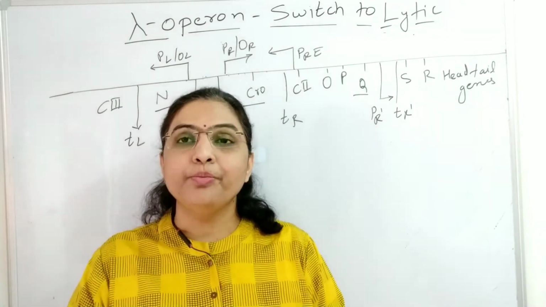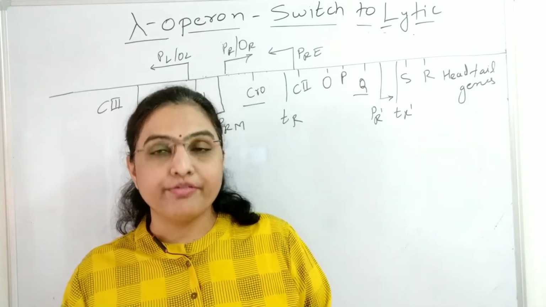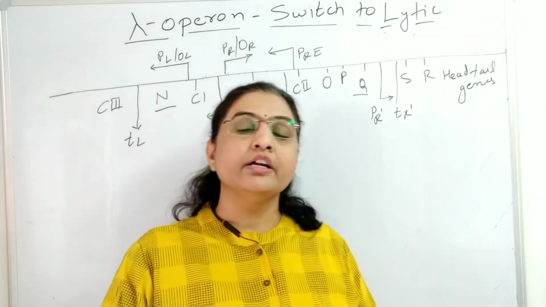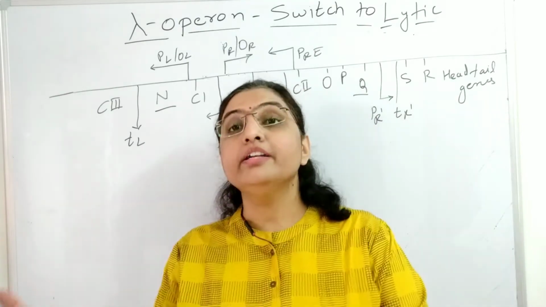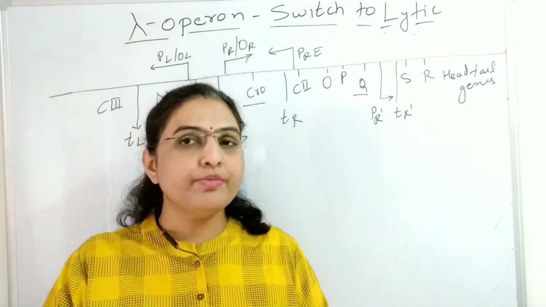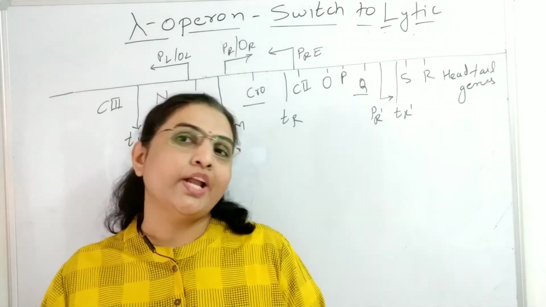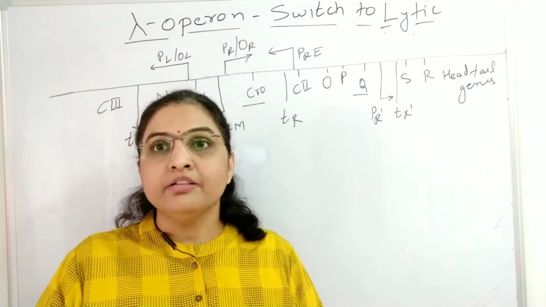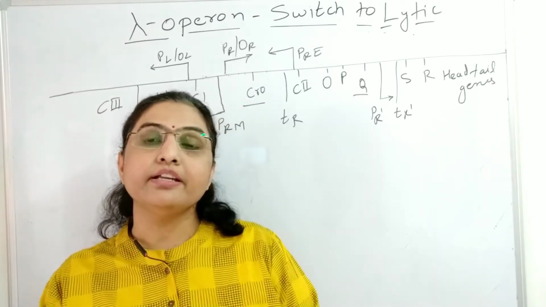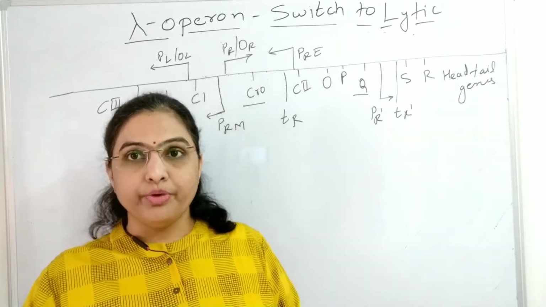Now we know that the lambda operon is present in the phage, the lambda phage. Lambda phage, which is a bacteriophage, infects E. coli cells, and when it infects the E. coli cell, it has to decide whether to enter the lytic cycle or the lysogeny cycle. That decision is totally dependent on the environmental condition in which the host E. coli is present. Whenever there are favorable conditions for the growth of E. coli, the phage decides to enter the lytic cycle, and how that happens we are going to learn in this video lecture.